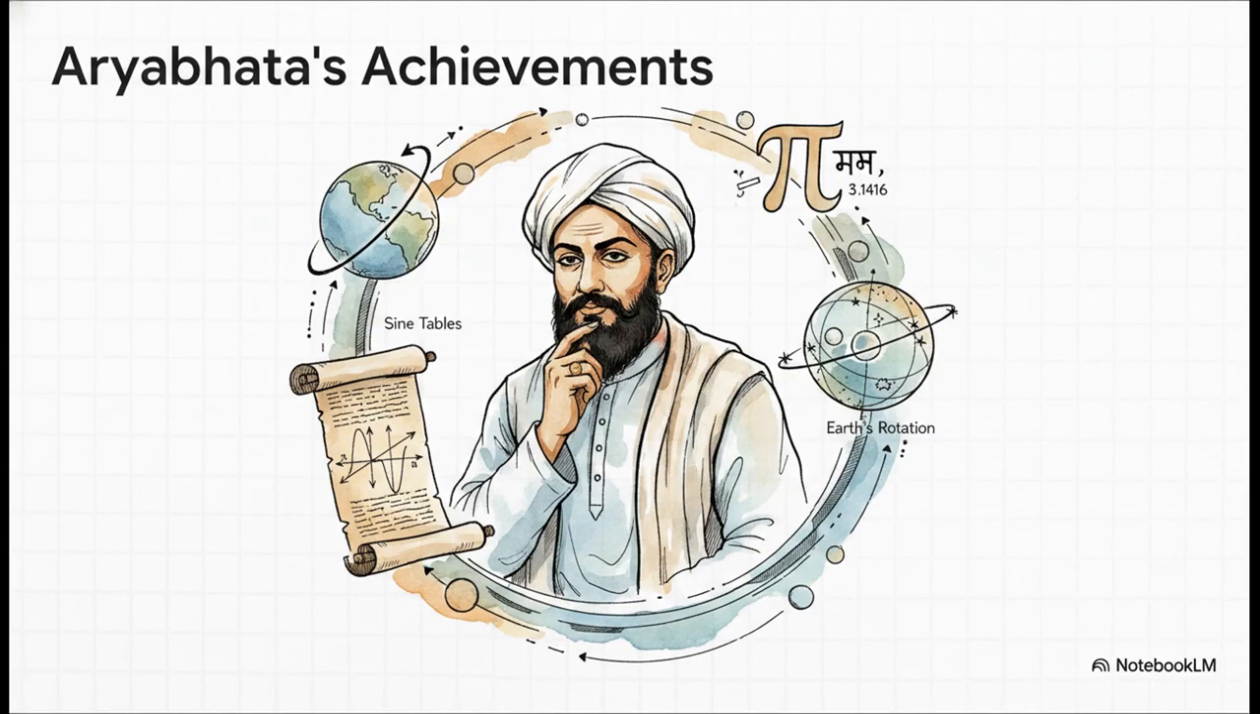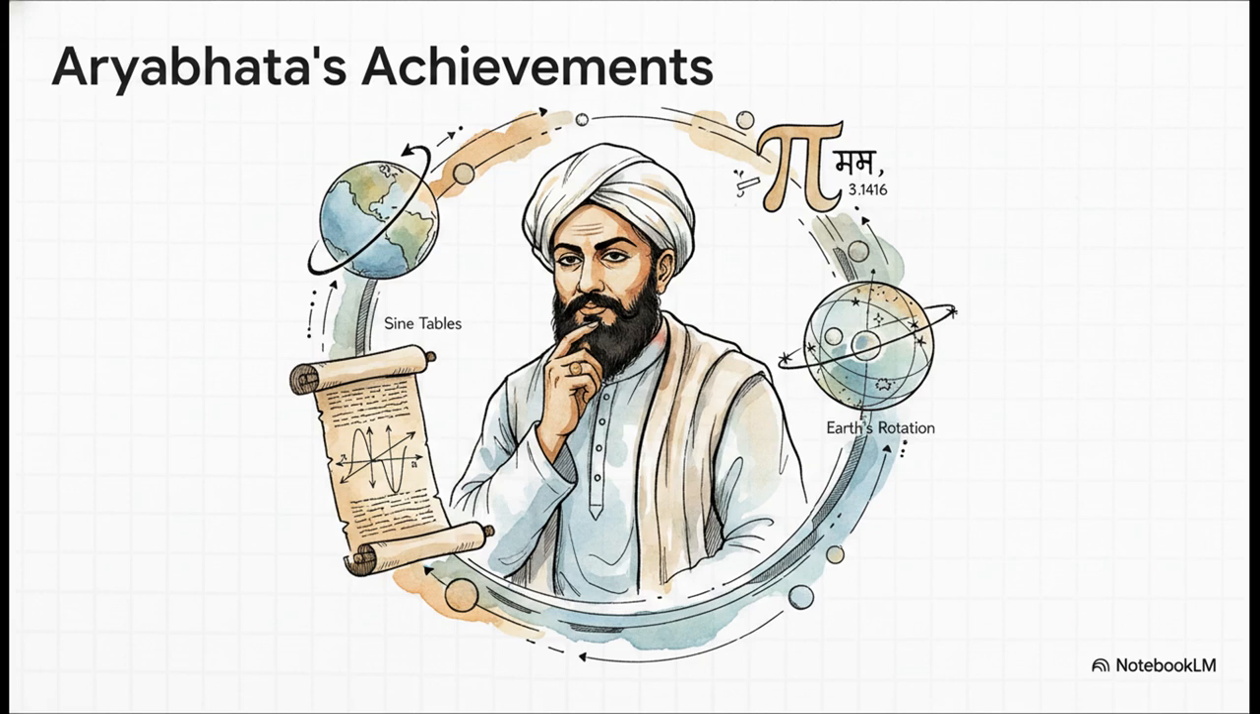He calculated pi to 4 decimal places, 3.1416. He developed super accurate trigonometric sine tables, which were an absolute must for his astronomical calculations. He also documented the sidereal rotation of the Earth on its axis, essentially figuring out that the Earth spins. Plus, he created algorithms for linear indeterminate equations. And he did all of this while refining the place value system.